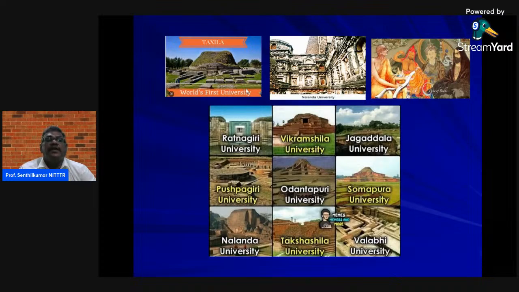So Takshashila, the world's first university, Nalanda University, Kanchi University, Ratnagiri University, Vikramasila University, Jagaddala University, Pushpagiri, Vallabhi, and Somapura universities are some of the oldest universities in India from that period.